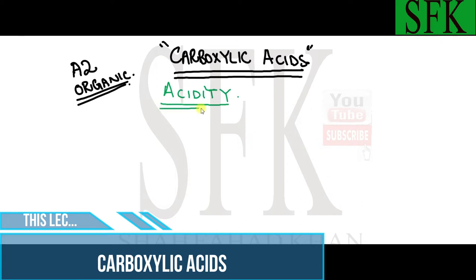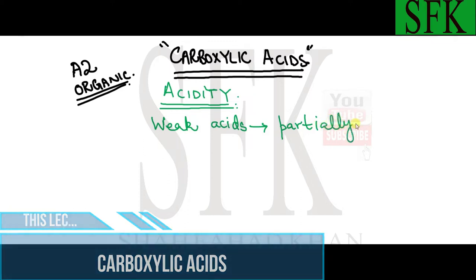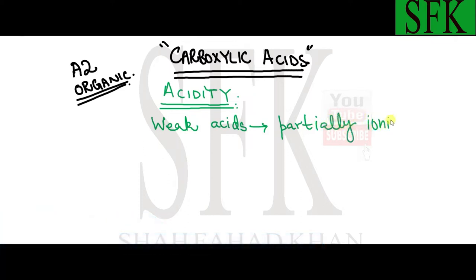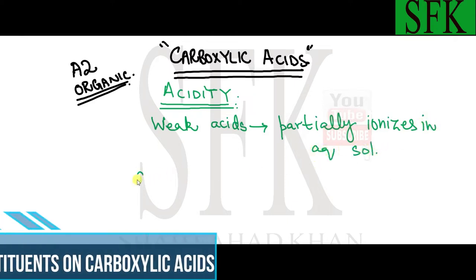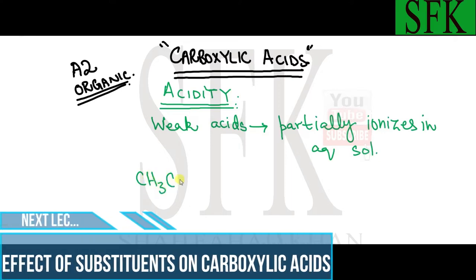Okay guys, so basically carboxylic acids are weak acids. The first point to note over here is that they are all weak acids, and a weak acid is any acid that partially ionizes in aqueous solution. For example, we have ethanoic acid, CH3COOH aqueous.